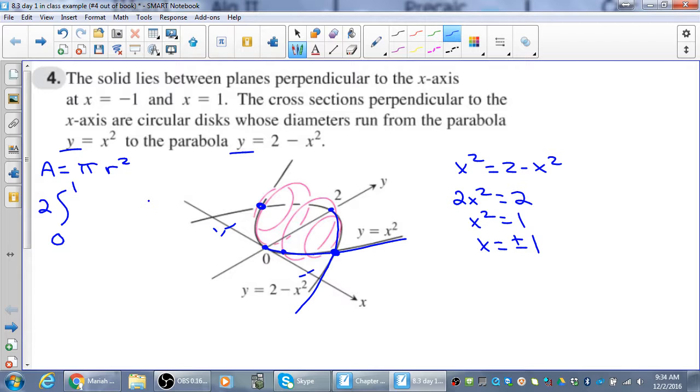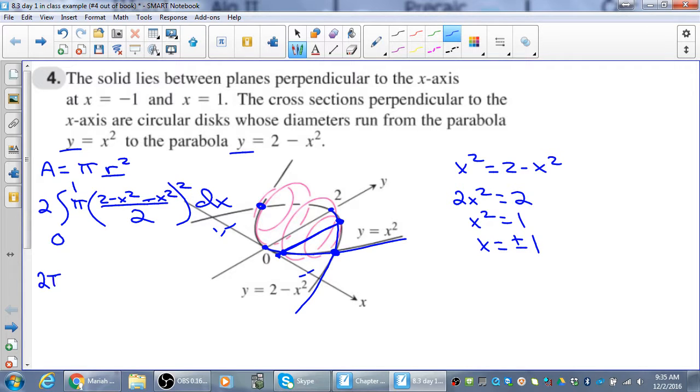The diameters of the circle run from the bottom parabola to the top parabola. So if we take the function value of the top, that goes from the x-axis to this curve, and minus out that little piece right there, we get that line segment in between the two equations. So that's your r. We have pi times the top parabola, 2 minus x squared, minus the bottom parabola, x squared, but that's the diameter and we want the radius. So we're going to divide that by 2, and we are integrating with respect to x.